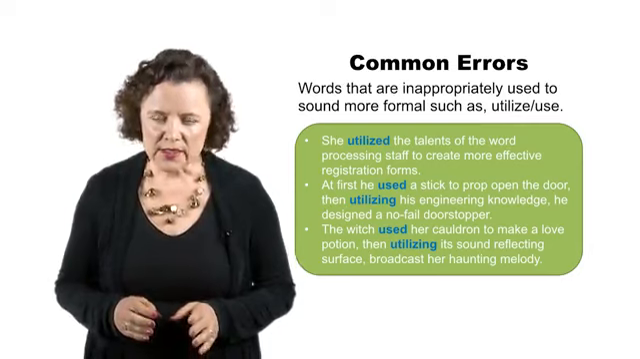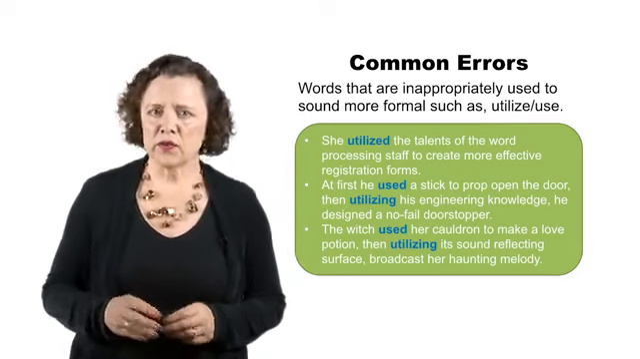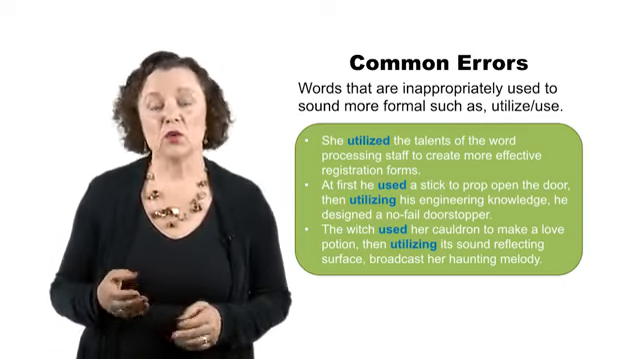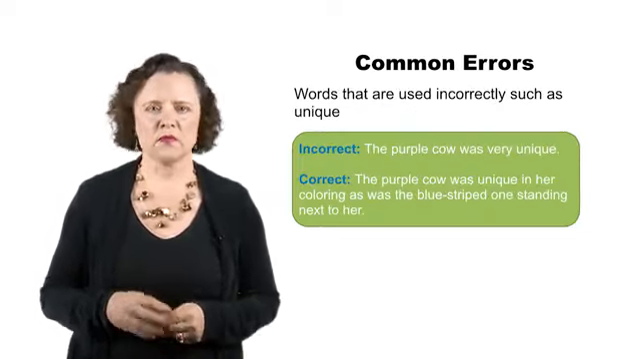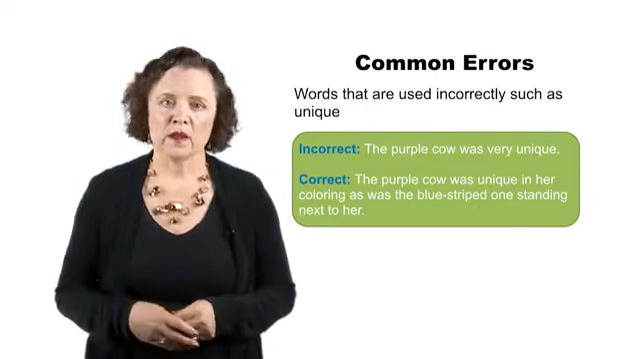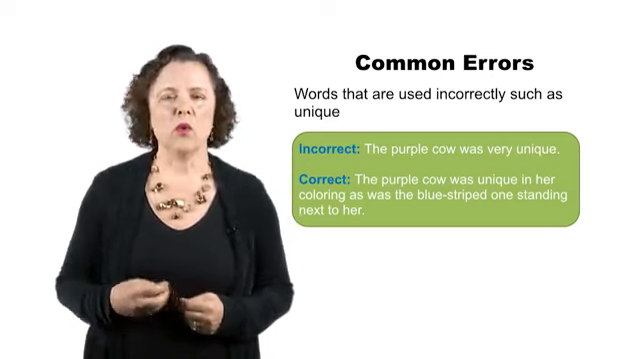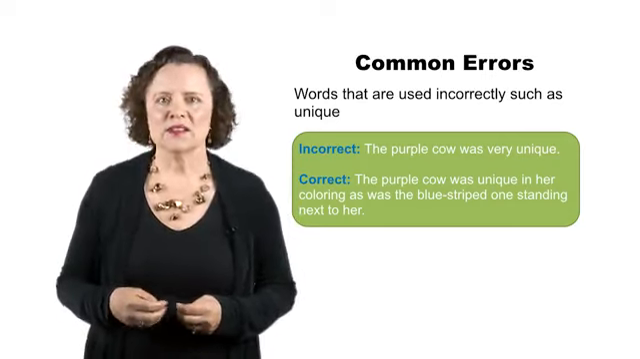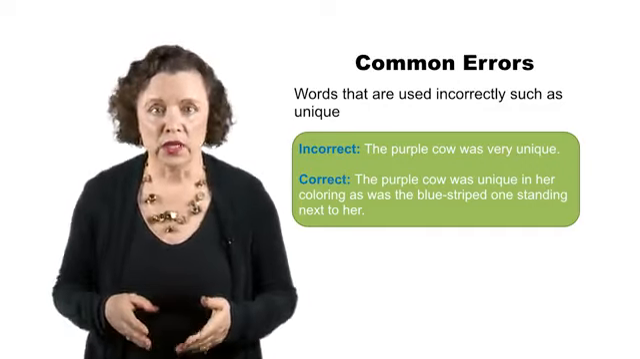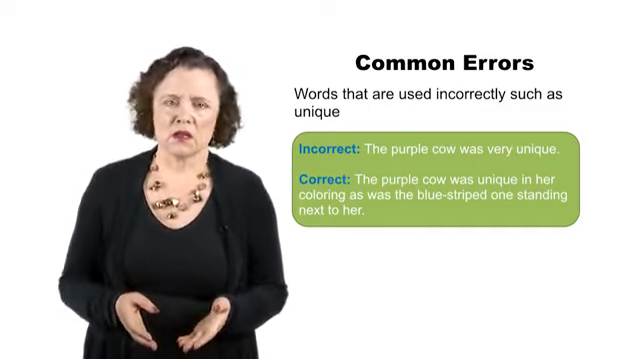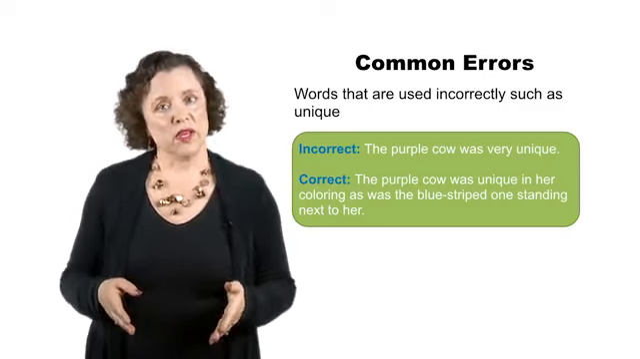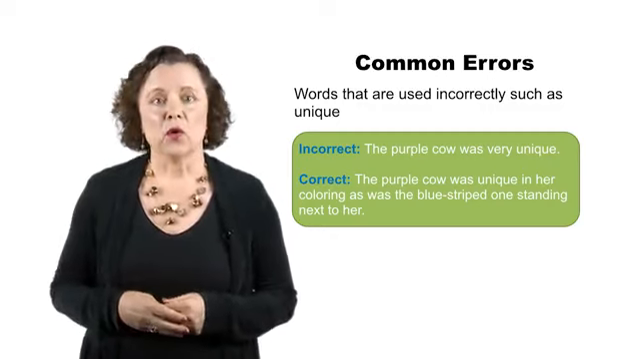The word utilize implies that something different or special is being done to solve a problem, to come up with an innovative idea, or to convert something. Some words, such as the word unique, are just used incorrectly. The word unique means special, one of a kind, or remarkable. This means that something cannot be very unique, more unique, quite unique, or really unique. A better word choice in these cases would be unusual, innovative, extraordinary, or incredible.